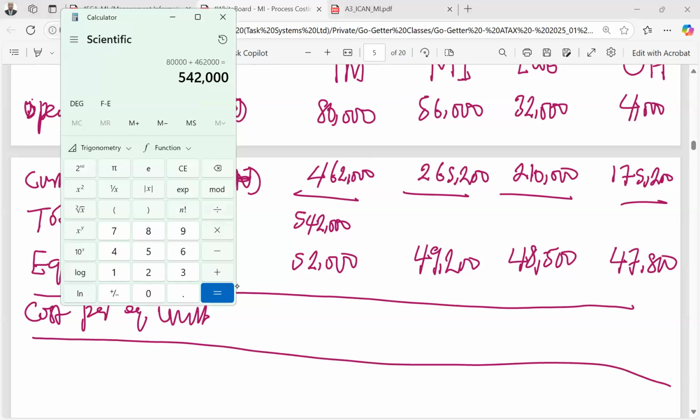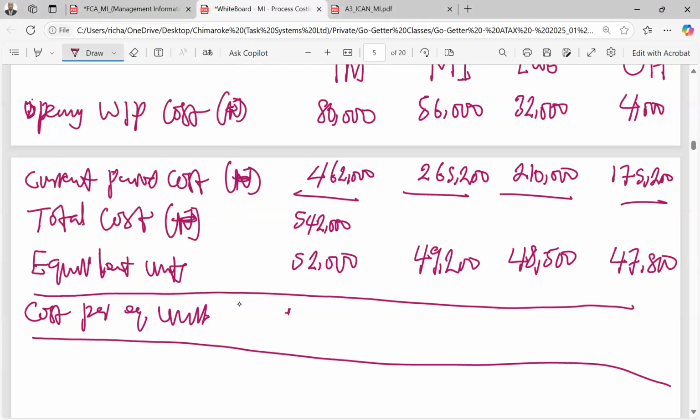All right, so I have on my calculator 542,000. I'm going to divide by 52,000. I'm getting 10.42. I'm going to write it down here. 10.42. So this is going to be in Naira.